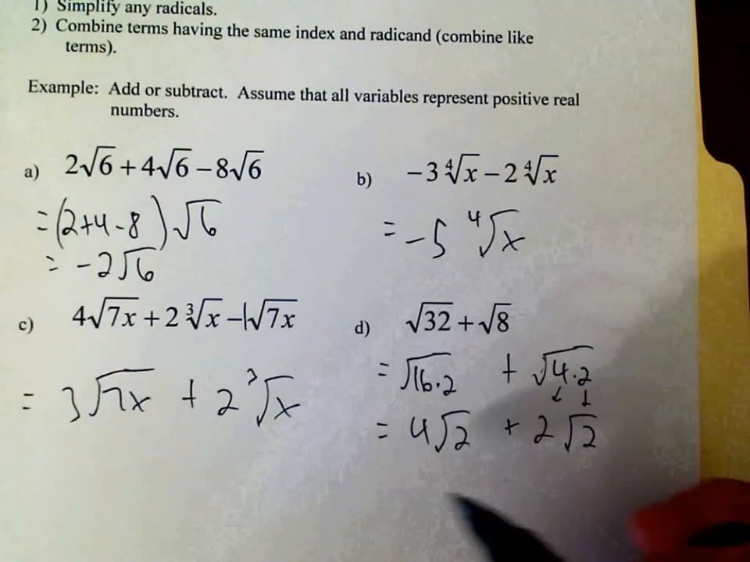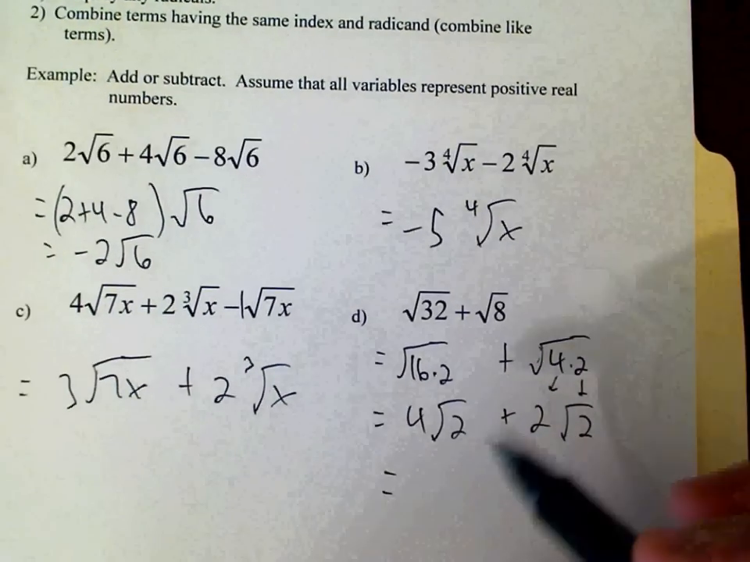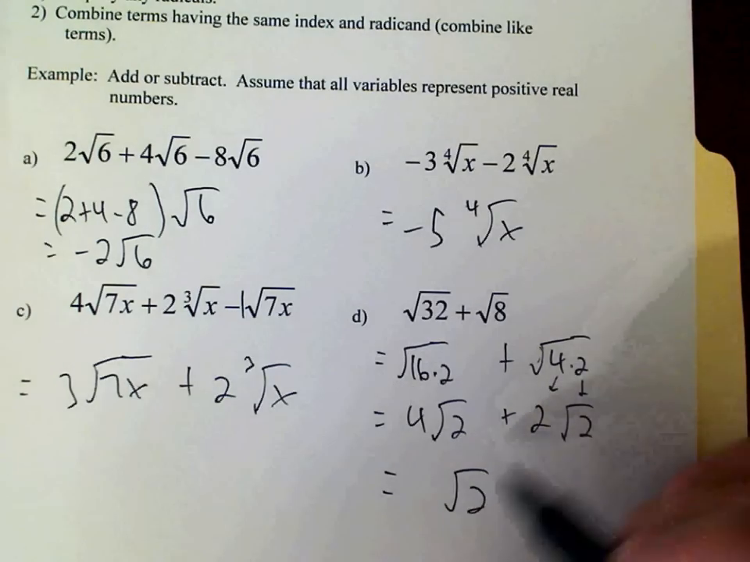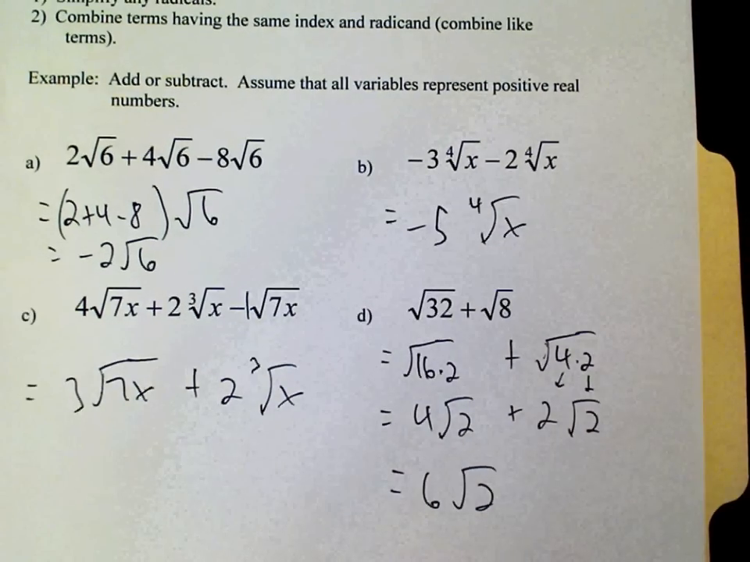Now we have like terms, because both have a square root of 2. And 4 plus 2 is 6. Simplify first.